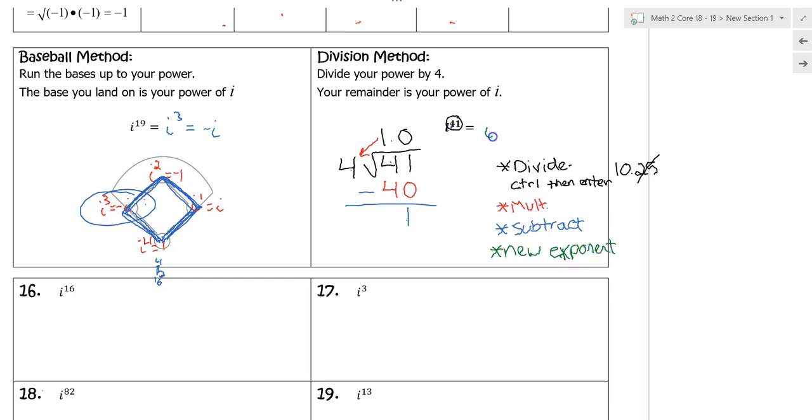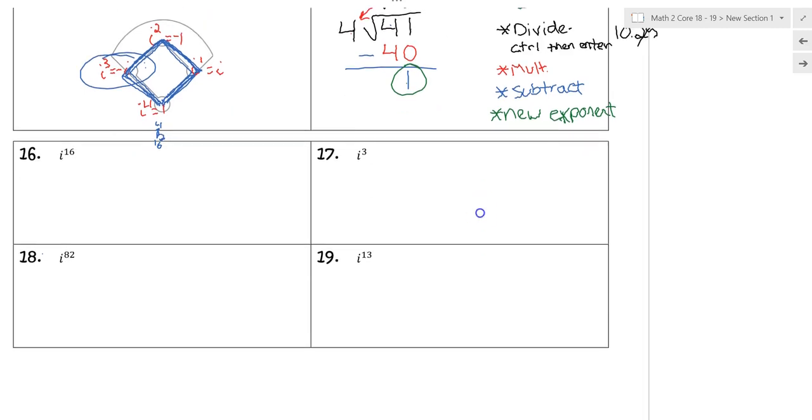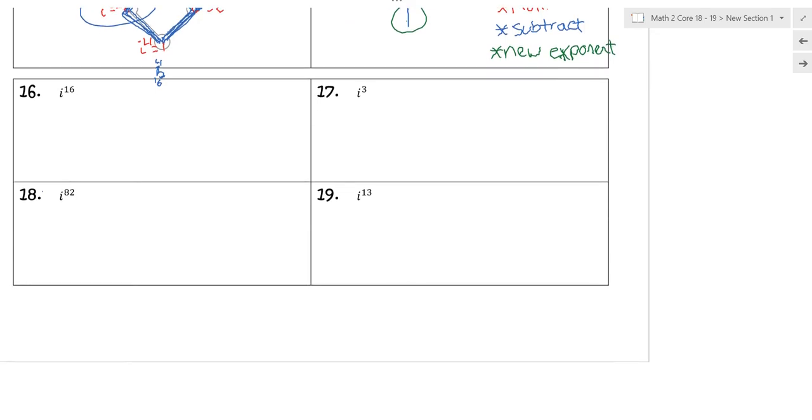So I now have i to the first. This 1 is my new exponent up here. And i to the first simply equals i. So i to the 41 equals i. Okay. All right, let's do these problems with the division method because I think it's a little more complicated. So we probably want to see that one a little more.